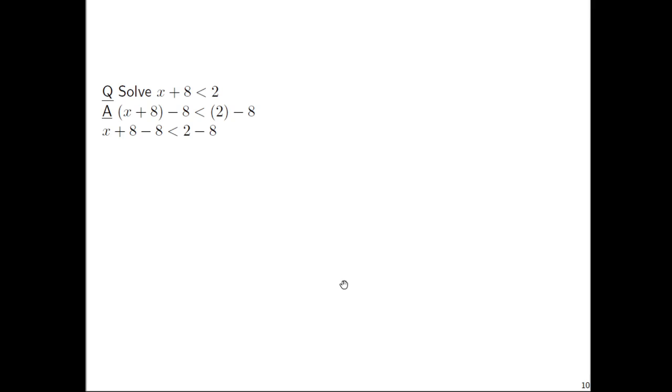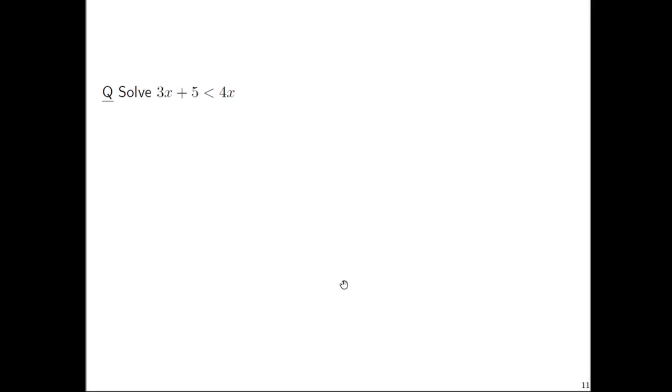Then we can simplify each side and we'll have x is less than negative 6. So here's a picture on a number line. Unfilled point at negative 6 and then shaded to the left. And then we can also write x is in negative infinity, negative 6. So there's negative infinity, comma, negative 6, and this is with a parenthesis on each side of that interval notation.